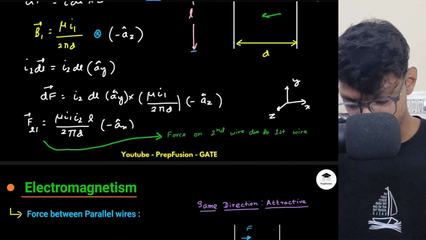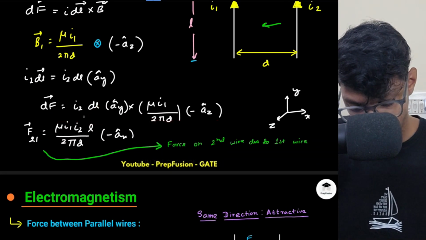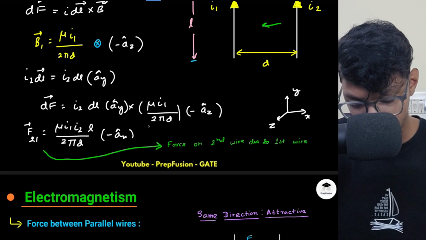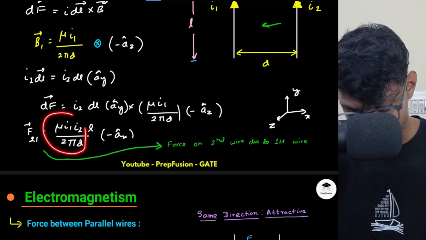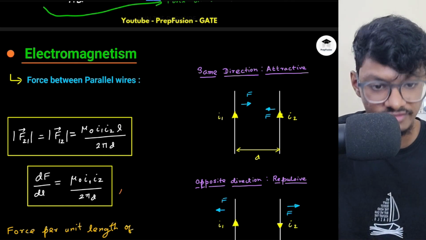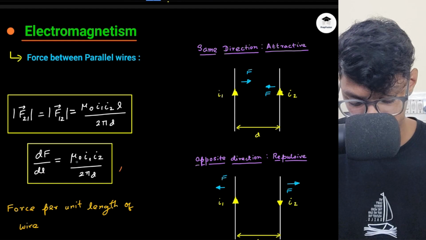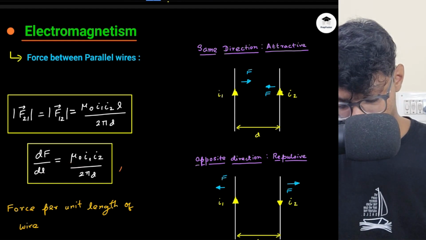And one more important point is that from this expression, if I just divide by dl on both sides, what will happen? I will get mu I2 I1 by 2 pi d, and that is equal to the force per unit length. So that is also an important parameter. If they ask in the examination what is the force per unit length, you will say it is mu I1 I2 by 2 pi d.